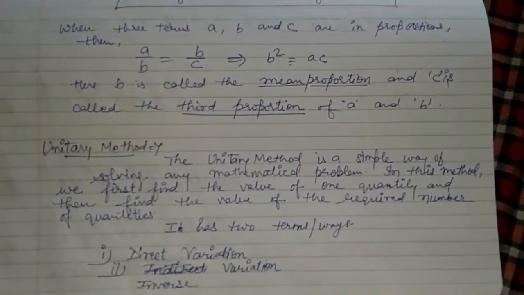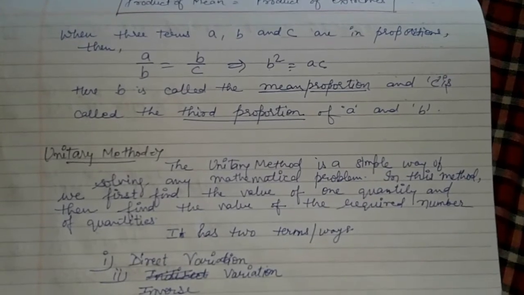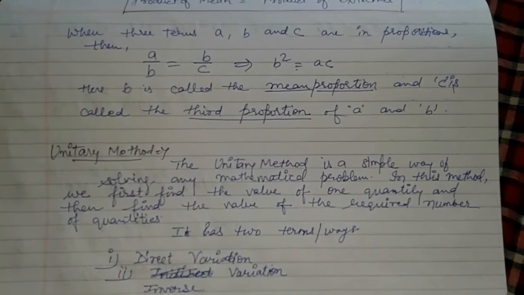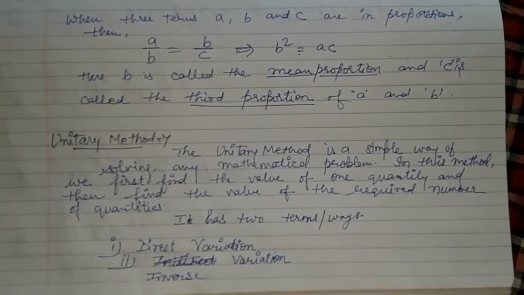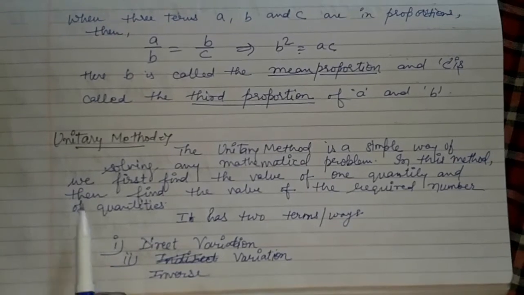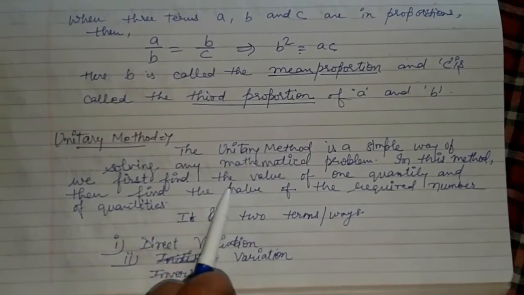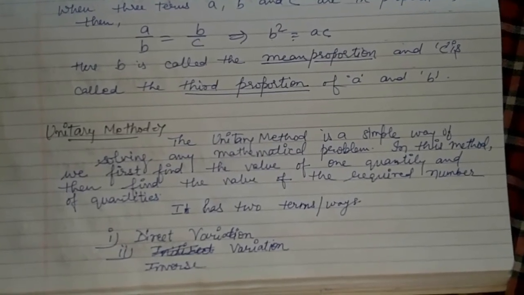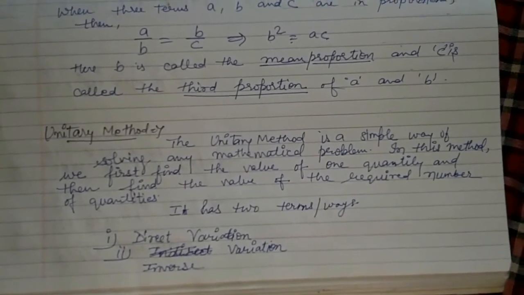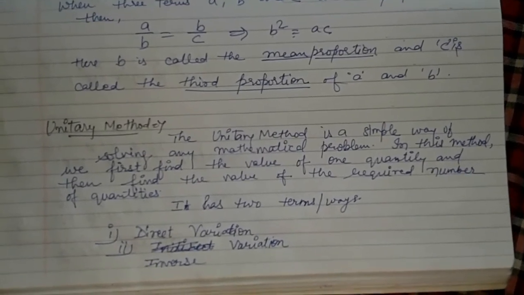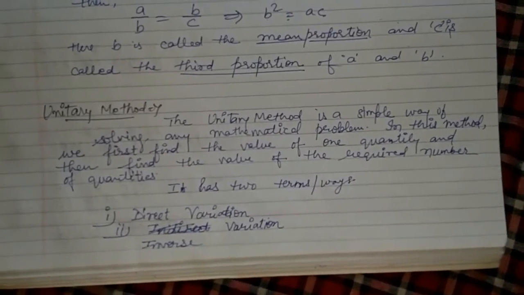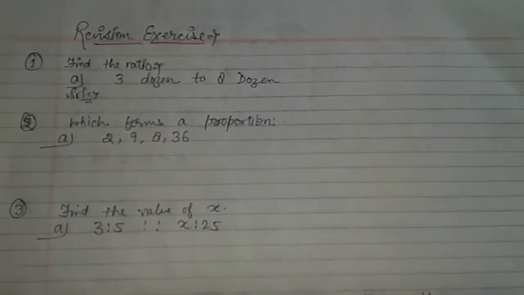Next is the unitary method. The unitary method is a simple way of solving any mathematical problem. In this method, we first find the value of one quantity and then find the value of the required number of quantities. It has two ways: direct variation and inverse variation. Now let's start with the revision exercise.